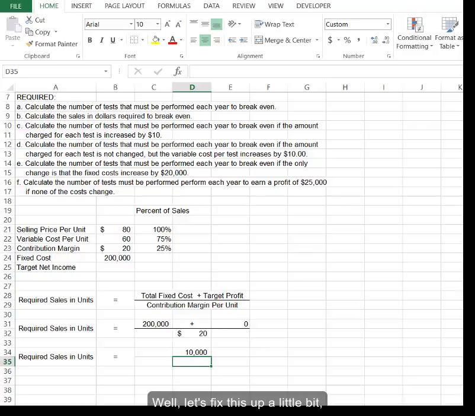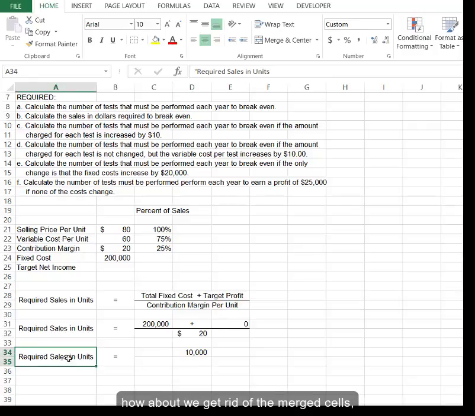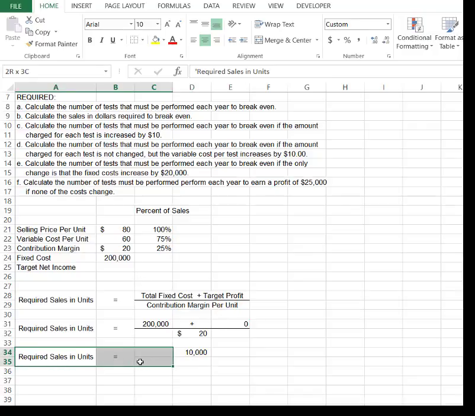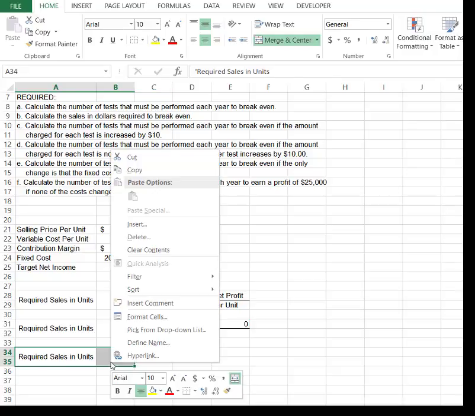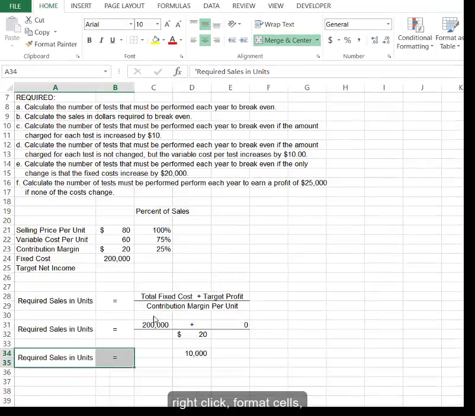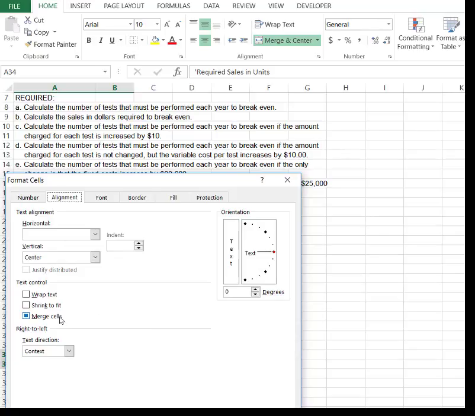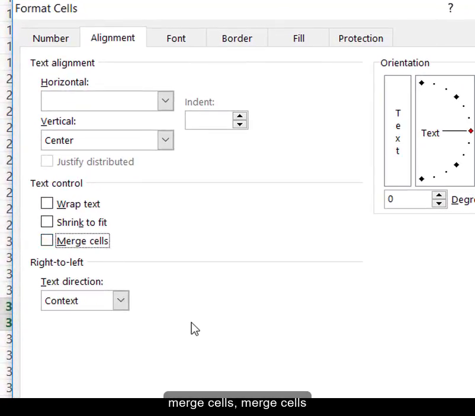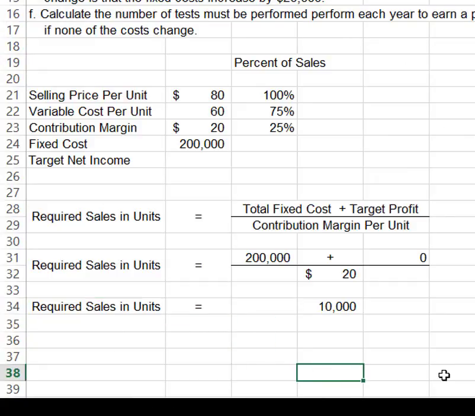Well, let's fix this up a little bit. How about we get rid of the merged cells? Right-click, format cells, merge cells, so there are no merged cells, okay. And now we're finished with A.